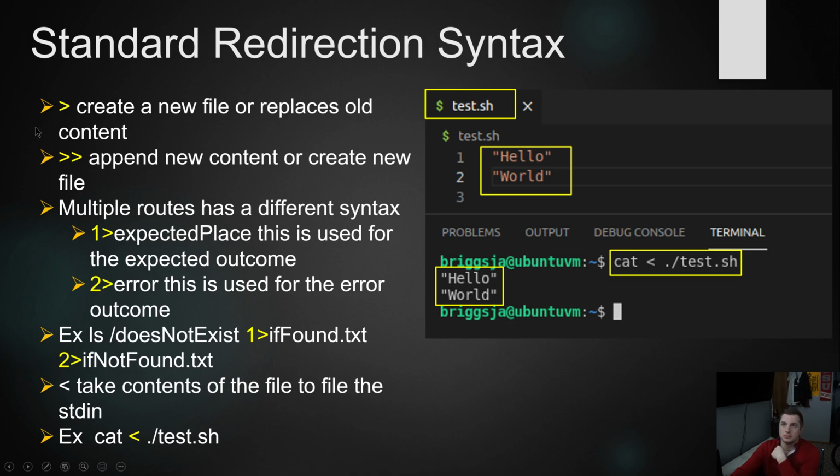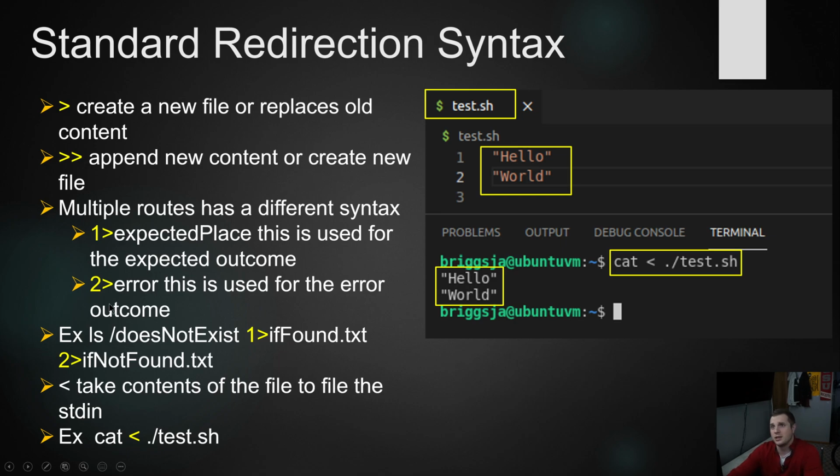So I'm going to call these arrows. So a single arrow creates a new file or replaces old content. Okay. A double arrow appends new content or creates new file. So if a file is found, it's going to replace the old content that's in the file. And then if a file is not found, it's going to make that file and append whatever string that you gave it. Most of the time it's going to be a string. Okay, same thing with the double arrow is going to append the string if it's found a file.